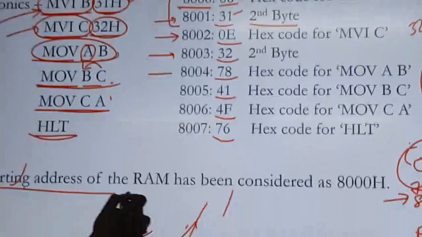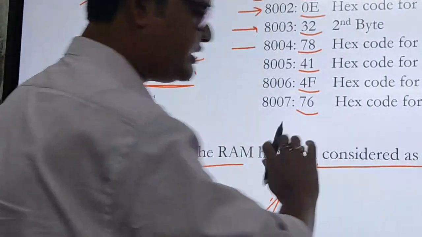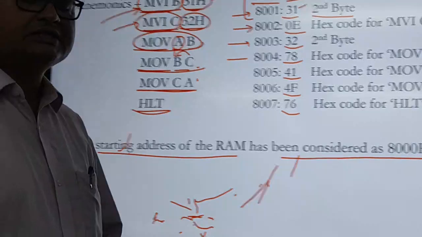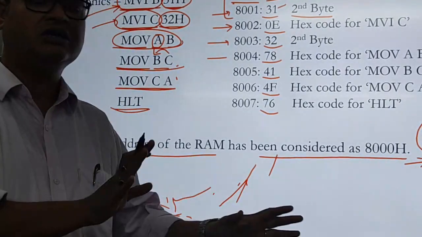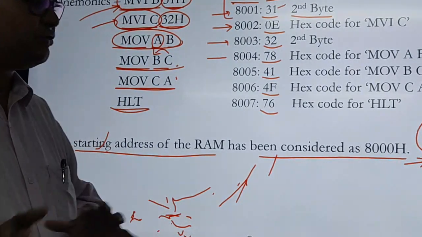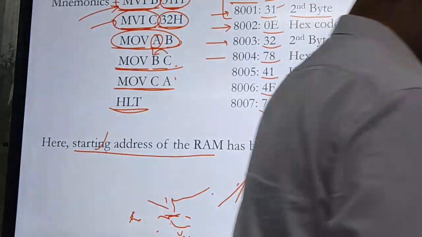Here the starting address of the RAM has been considered as 8000, but it is not necessary that every time we consider 8000, because it is dependent on the manufacturer of the kit. It depends, it will vary. So next we can go to the next slide.